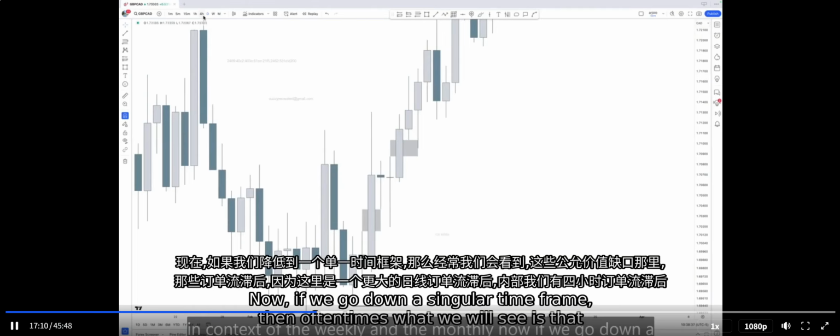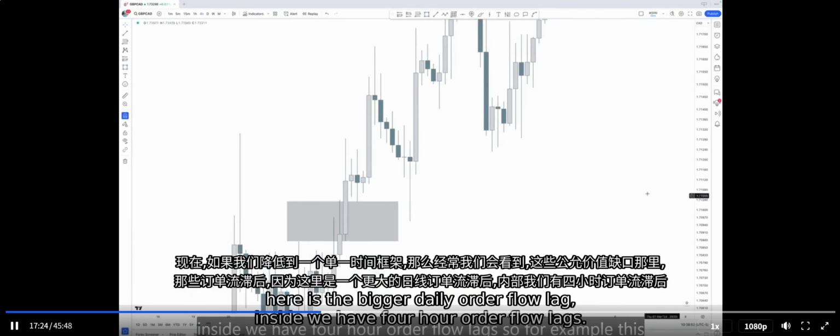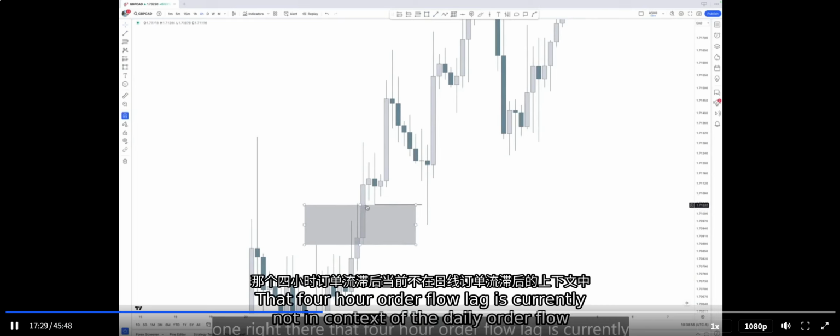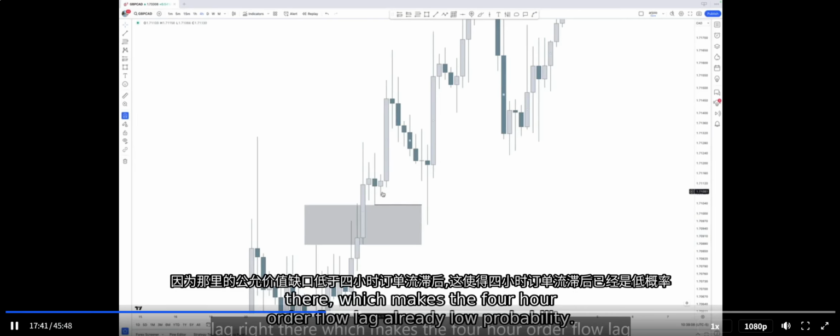Now, if we go down a single time frame, then oftentimes what we will see is that these fair value gaps right there, those order flow legs, because this right here is the bigger daily order flow leg, inside we have 4 hour order flow legs. So for example, this one right there. That 4 hour order flow leg is currently not in context of the daily order flow leg. Why? Because this fair value gap right there is below the 4 hour order flow leg right there, which makes the 4 hour order flow leg already low probability.